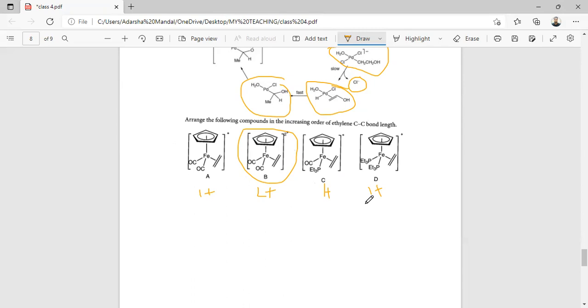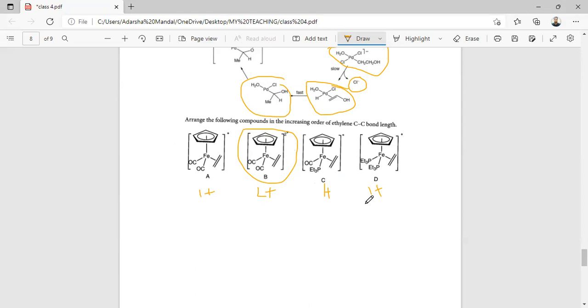Here the CC bond is shortest for complex B. Next, all the complexes are in the +1 oxidation state. So now we should consider the metal electron density. In complexes A, B, C and D, complex A has two CO ligands, complex C has one CO and one PEt3 ligand, and complex D has two PEt3 ligands. So here the deciding factor is the electron density on the metal center via the donation of electrons to a CO or the PEt3 ligand.